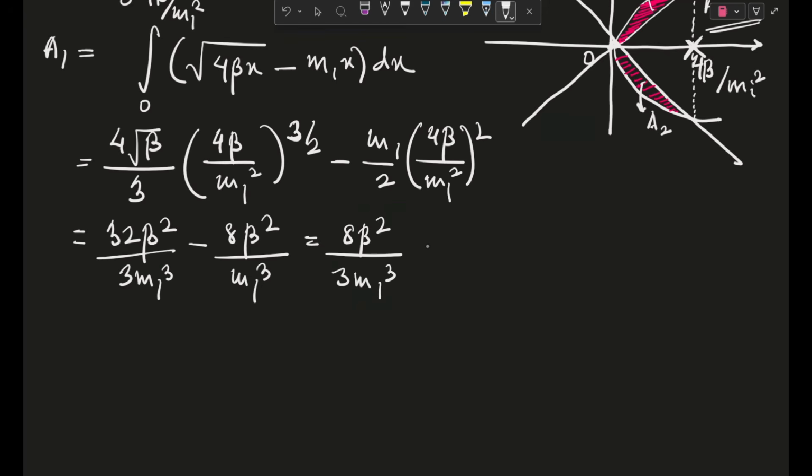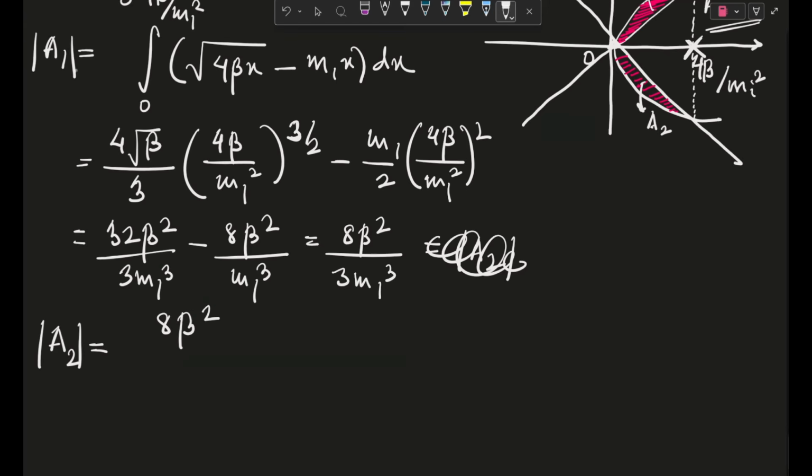And this is also equal to, you can say, modulus a2. So basically if we want to find out the total area, wait, it's not modulus a2 actually. One thing, a1 and a2 will not be exactly equal because it's m, so I just got puzzled. Actually they are not equal. For a2, put a mod on both the areas, because we don't know which one is which. This will be 8 beta square by 3 m2 cube. They are not exactly equal. So if you see total area, this total area will become mod of A1 plus mod of A2.